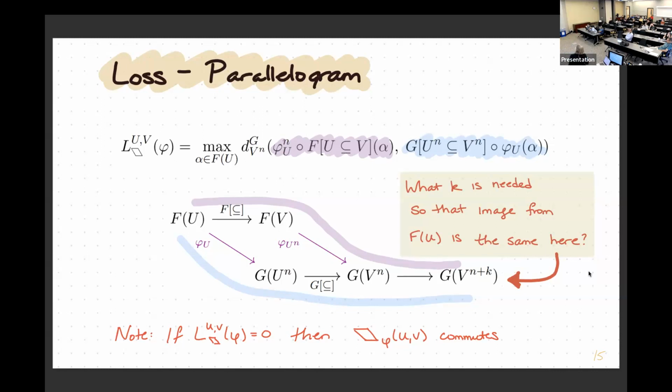And so the idea is, over all of the alpha in your f of u, what's the largest k needed so that everything will commute by the time I get there? Okay. Yeah, so translation, the idea here is my loss function is rigged where if my loss function is 0, then my parallelogram commutes.